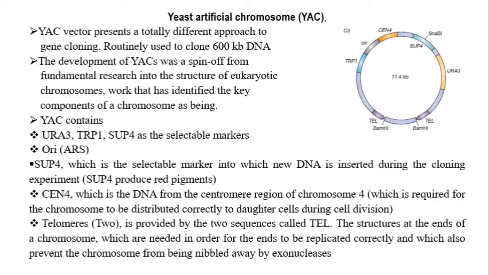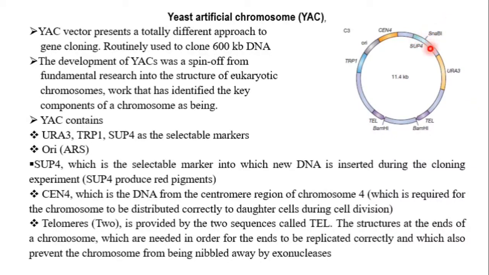Okay, this yeast artificial chromosome, YAC, contains the following selective markers: TRP1, SUP4, and URA3. Here you can see SUP4, URA3, and TRP1. The SUP4 gene produces pink colonies. At the time of foreign DNA insertion, the foreign DNA will insert into SUP4.